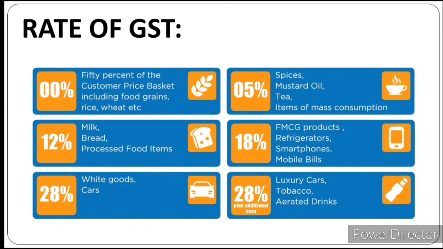So I hope you all understood the basic concept regarding GST. You have to only remember the full form of GST, the rate of GST which lies from 0 to 28%, and it has two components, that is central, which means CGST, and state, which means SGST. So whatever GST is charged, half goes to the central government and half goes to the state government.